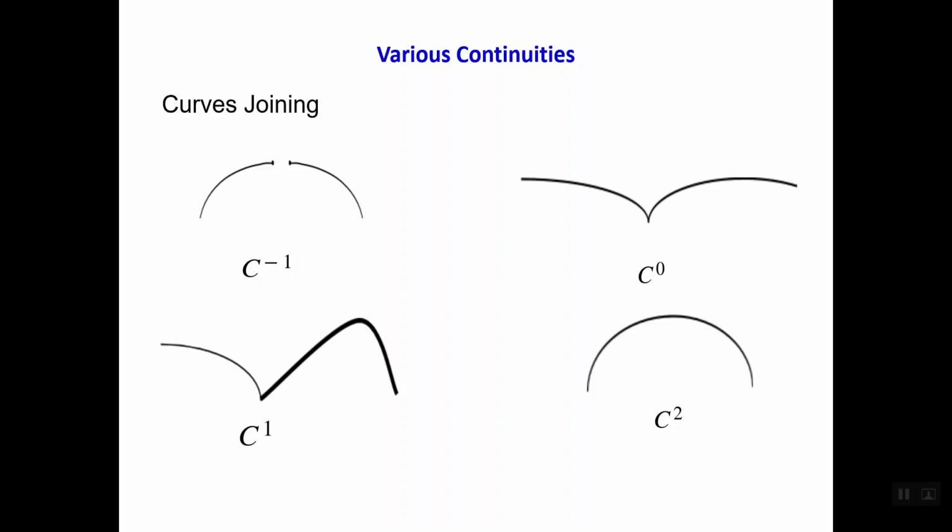So continuity is when two curves are joined. In this figure we can see there are 4 types of continuity which we will discuss. C raised to power minus 1 means that the curves do not join, while C raised to power 0 means they are at the same point when they join, and C raised to power 1 means that the curves share the same parametric derivatives when they join. C raised to power 2 means that the curves share the same second parametric derivative when they join.